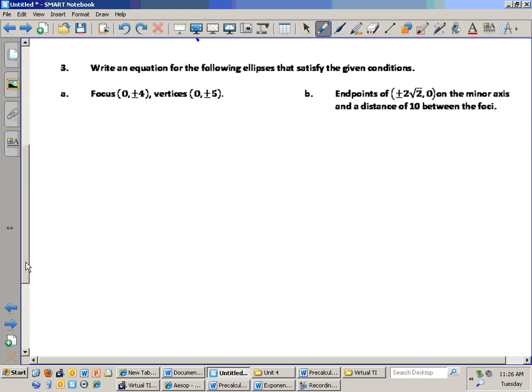Okay, we do these last two. Write an equation for the following ellipses that satisfy the given conditions. You guys recall that ellipses have the form of x squared over a squared plus y squared over b squared is equal to 1. Or the a squared and b squared could be switched around. So in order to figure this out, a lot of times the values I need are a, b, and c. You tell me if the focus sits at 0 plus or minus 4, and if the vertices sit at 0 plus or minus 5, which of these do you know?